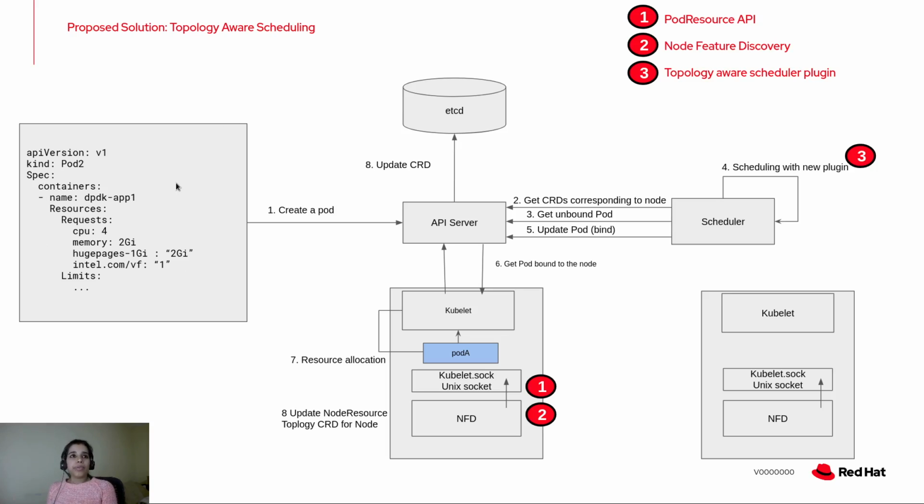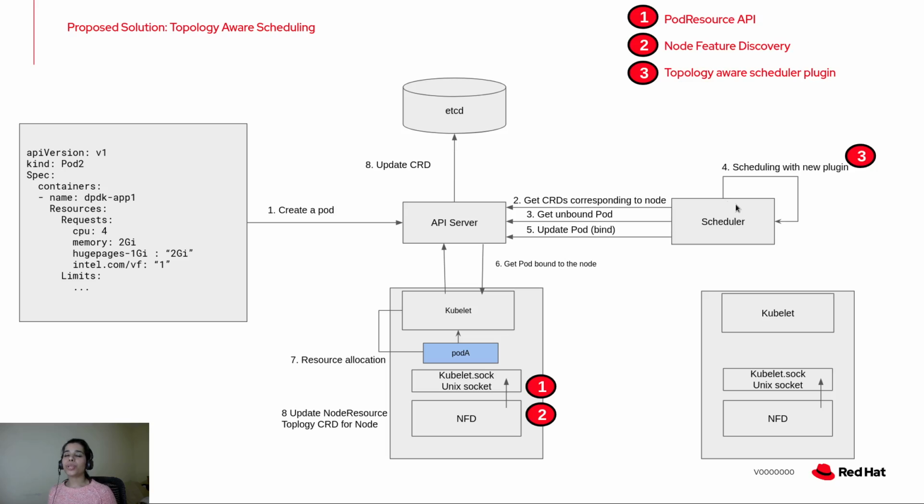So again, we have a pod requesting a bunch of resources. The request goes to the API server. The scheduler looks at unbound pods, and now it has information that it did not have previously. It looks at the CRDs corresponding to each of the nodes in the cluster and uses that to make a topology-aware scheduling decision.